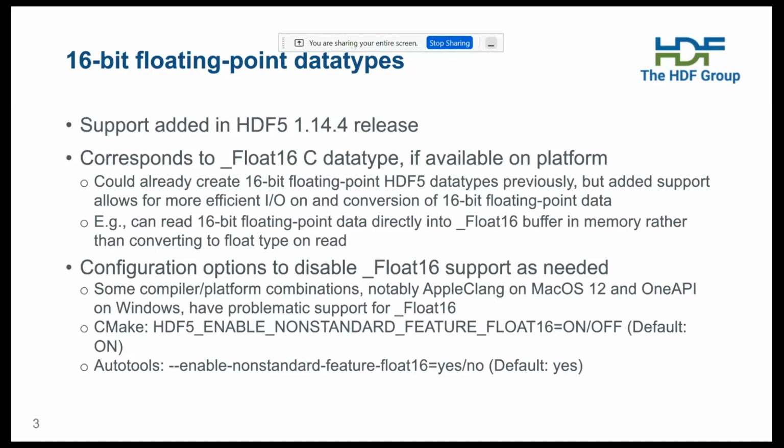We also added some configuration options to disable support for this type if you need to. And this is because some compilers and platforms, mostly Clang on macOS and then oneAPI on Windows, have somewhat problematic support for float16, and sometimes you can run into problems with building the library. So I listed the CMake and Autotools options here to turn off that support if you need to. But by default, we build the support into the library if we detect it.